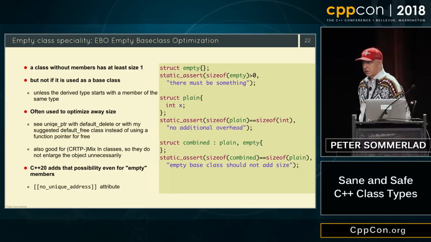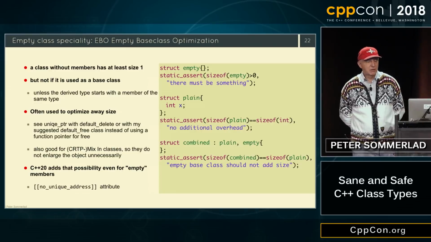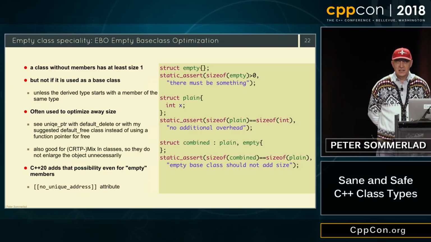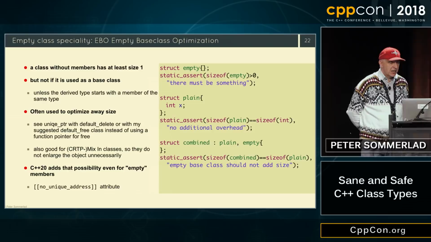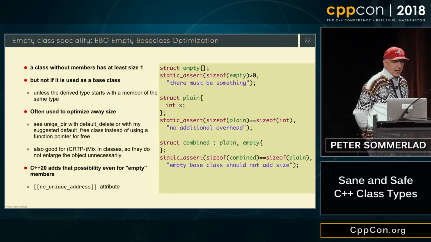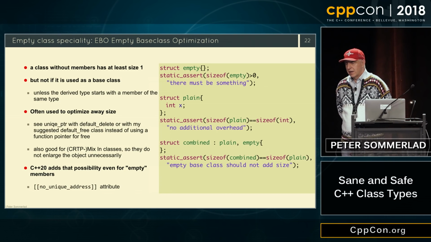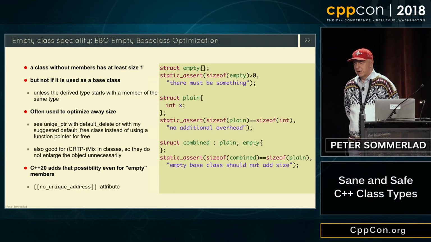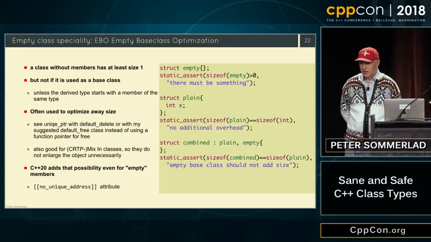It's also good for CRTP mixin classes because they typically come only with other functionality and no data, and if they don't occupy extra space in your object, that's fine. There are some tricks to play to have it work nicely with the empty base class optimization, so that it actually works, and there are quite complicated rules to do so.